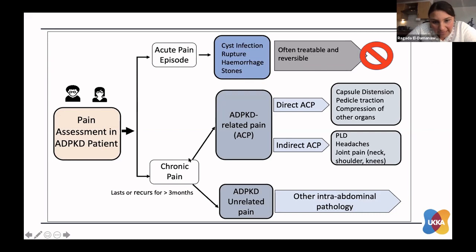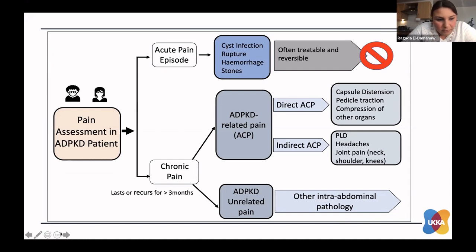When we think about chronic pain, you can think about pain that's related to ADPKD either directly, which you would expect if you've got an enlarging polycystic kidney, or indirectly. So these are pains that the patients wouldn't have if they didn't have polycystic kidneys, but don't come directly from the kidneys. And then finally, and this is the group that sometimes gets neglected in patients with PKD, this is pain that's not related to their PKD, and this is the consideration of other differentials that could be contributing to pain.